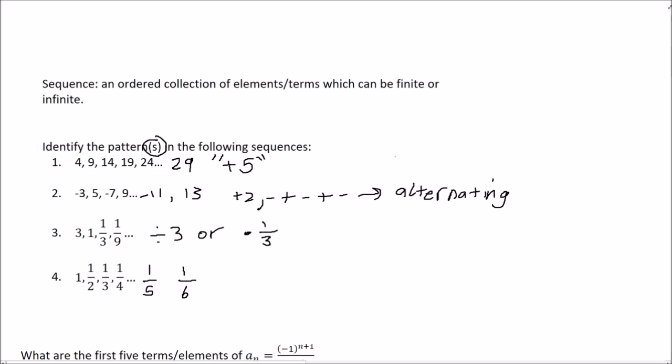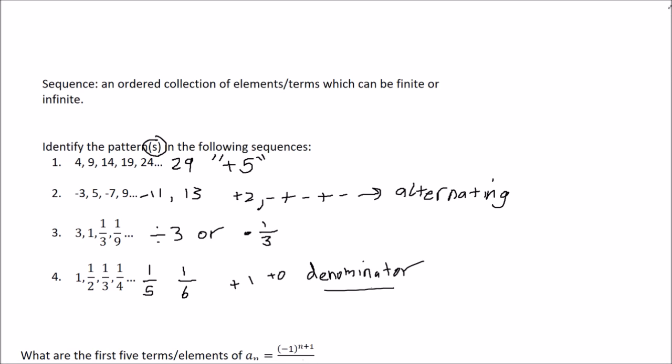I guess you could say that we add 1 to the denominator each time. Okay, so add 1 to the denominator. And if you're rusty on your lingo, denominator means the bottom part of the fraction, okay? Okay, so we've identified patterns.